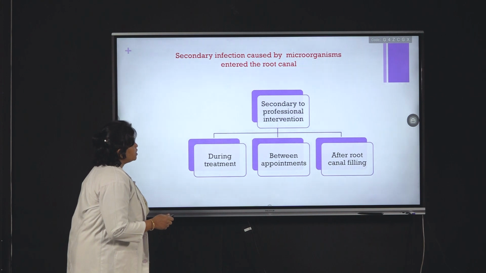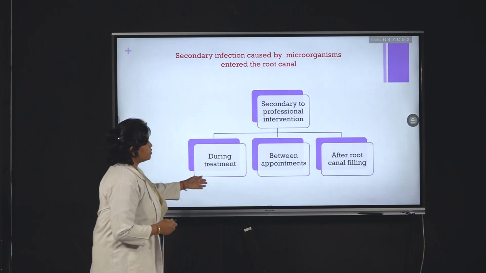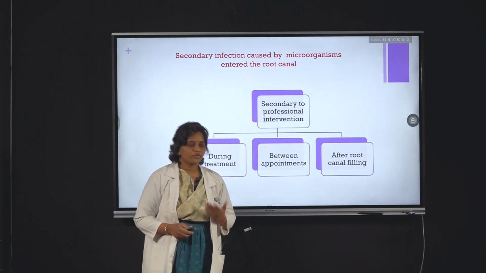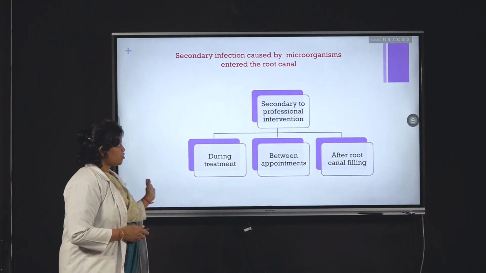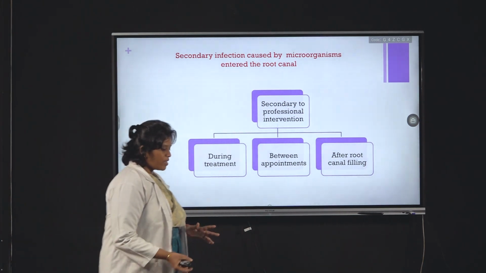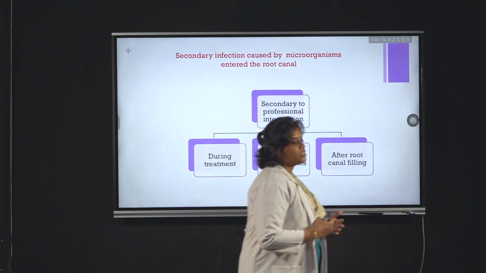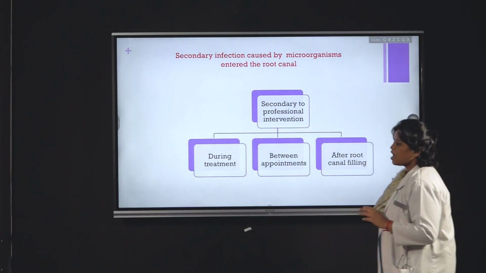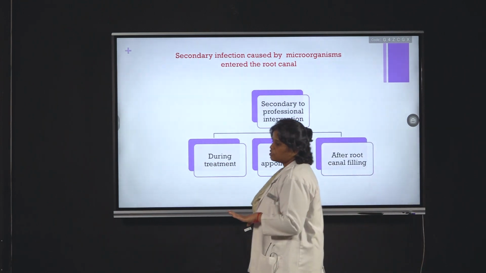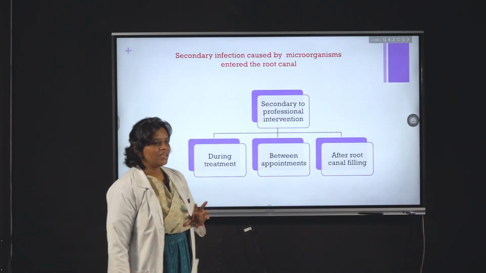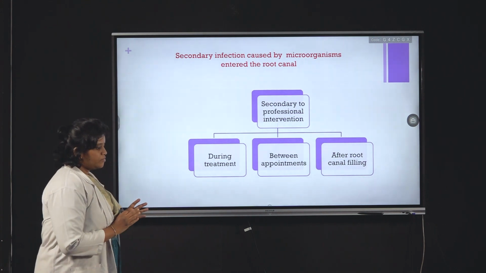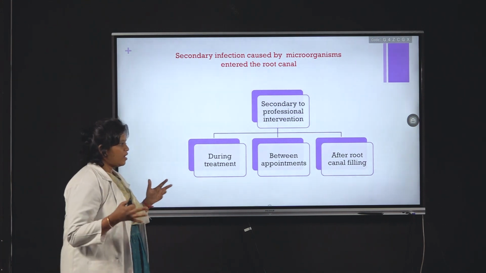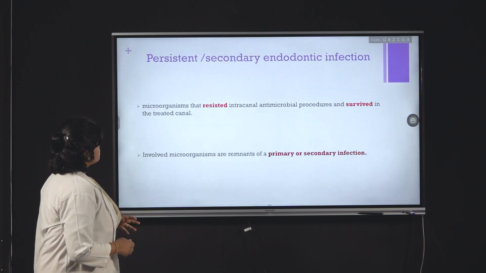So the secondary infection can be caused during the treatment, between the appointments, or after the root canal treatment. Basically, it is not present in the beginning, but it gets introduced during or after the treatment. So that is the secondary infection. Ideally, secondary infections and persistent infections are usually difficult to differentiate because they happen together.